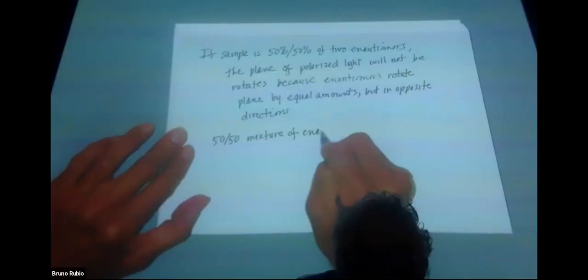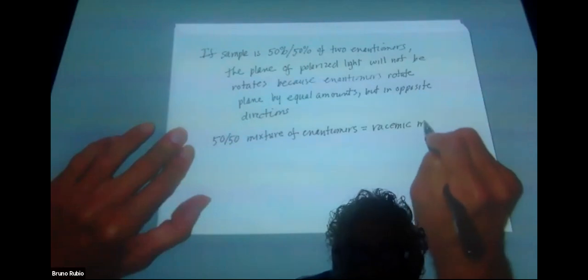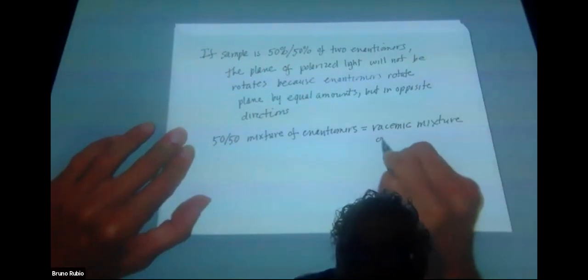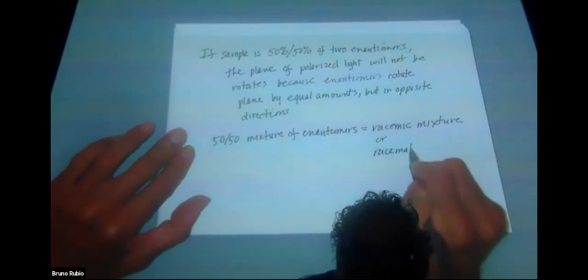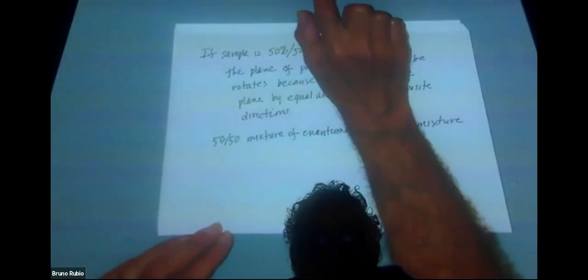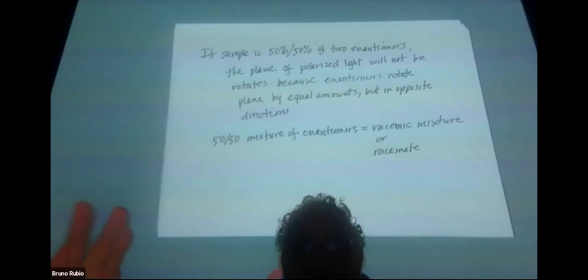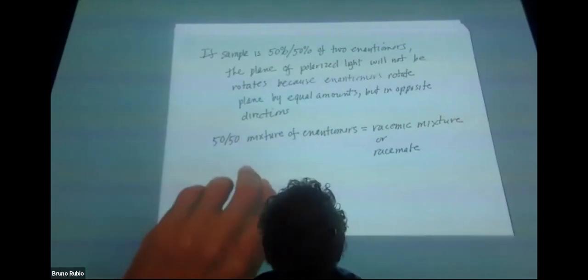This 50-50 mixture of enantiomers is called a racemic mixture, or sometimes it's also referred to as a racemate. And when you run a reaction in the laboratory, lots of times you don't get the pure enantiomer. You get something that is a 50-50 mixture of two enantiomers. We talked about ibuprofen and thalidomide and salbutamol. Maybe you've heard of that. I believe that's an asthma medication. Those are racemic mixtures. They have 50% of the R enantiomer and 50% of the S enantiomer. They will not rotate the plane of polarized light.